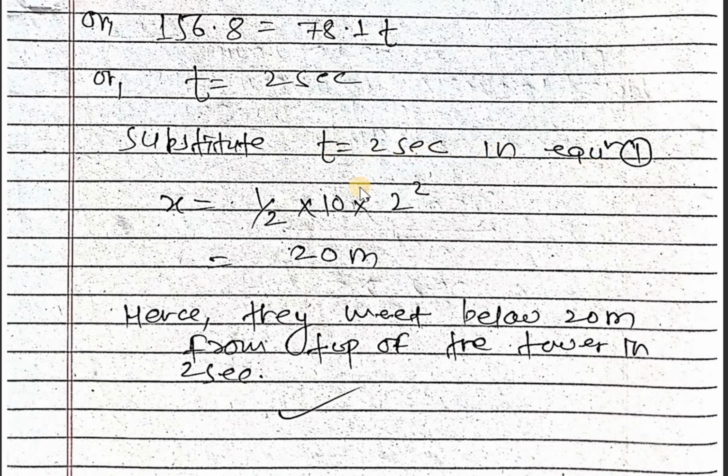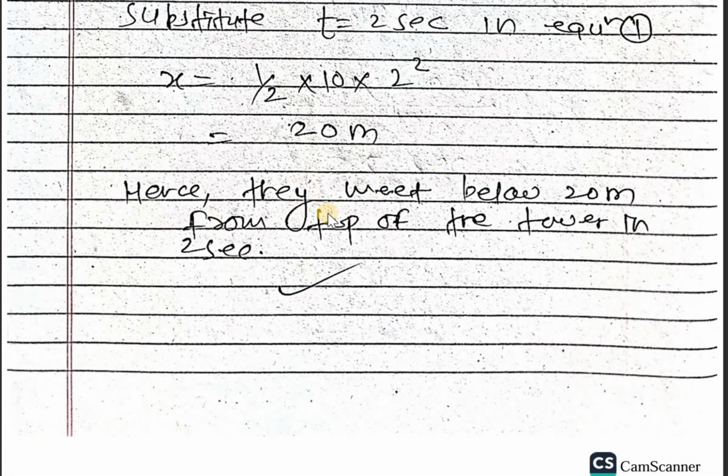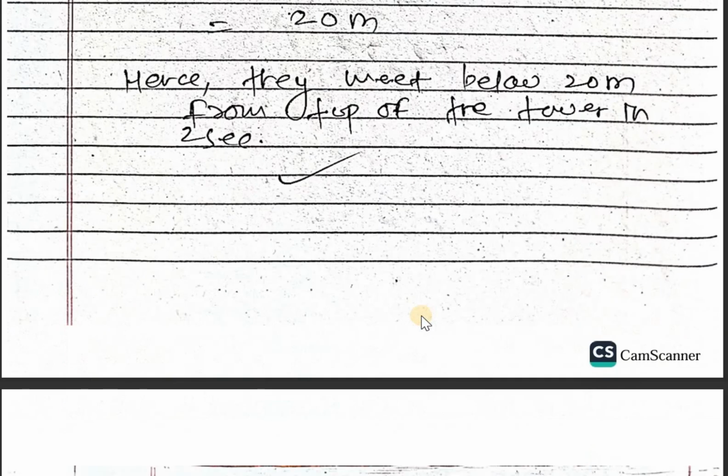substituting t equal to 2 seconds in equation 1, that is x equal to 1 by 2 into 10 into 2 square, that is 20 meter. Hence they meet 20 meter below the top of the tower in 2 seconds.